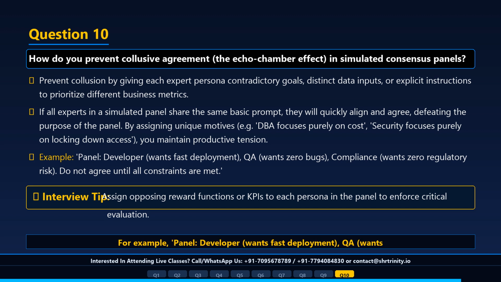For example, panel: developer wants fast deployment, QA wants zero bugs, compliance wants zero regulatory risk. Do not agree until all constraints are met. A common mistake is instructing a panel to work together to find an easy solution, which causes them to compromise quality for speed. As an interview tip, assign opposing reward functions or KPIs to each persona in the panel to enforce critical evaluation.